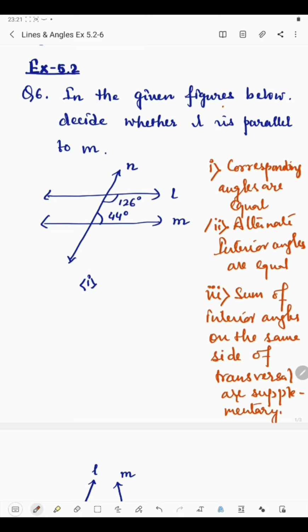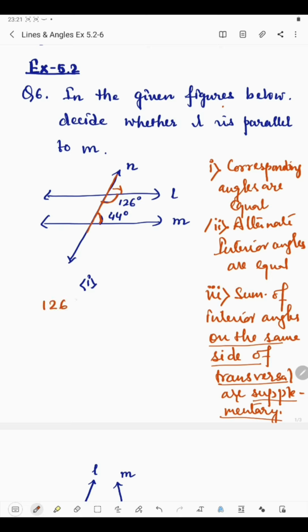Now here we can see from the figure that these two are interior angles and these two angles are on the same side of the transversal line, because this is the transversal and these two angles are on the right side of the transversal. So these two interior angles are on the same side of the transversal, and according to the third property, the sum of these two angles will be supplementary. Supplementary means 180 degrees.